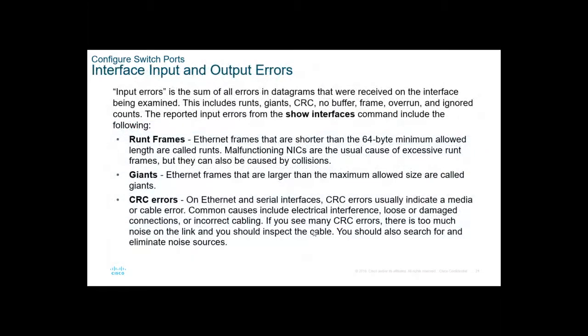So runt frames are less than 64 bytes. Giant frames are bigger than 1500. Now, sometimes in some data centers, they purposely set the frames to be 10,000 bytes, so they can get faster data transmission in data centers with lots of errors. So if it's a CRC error, it's usually a wiring error.